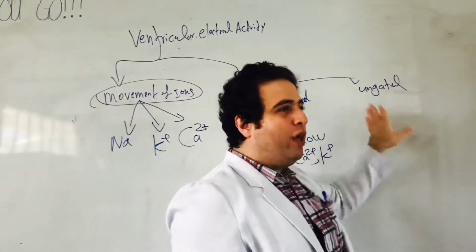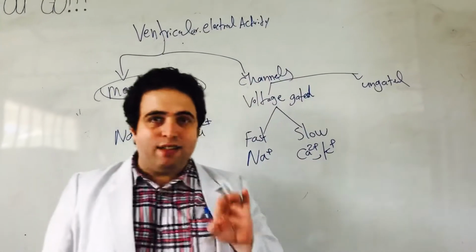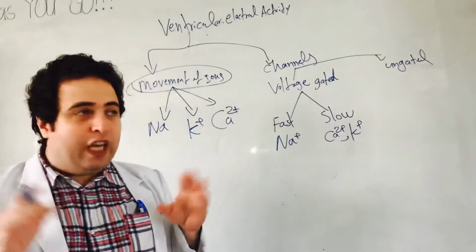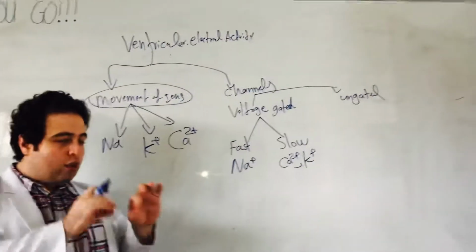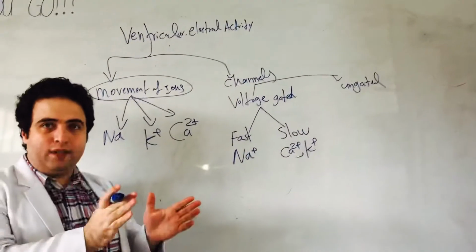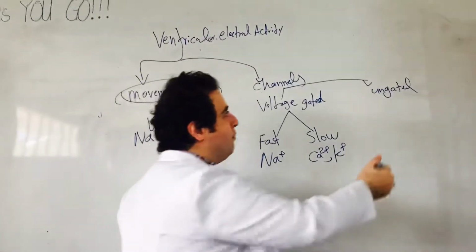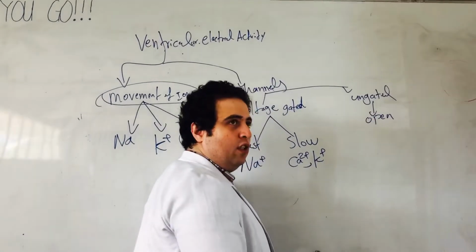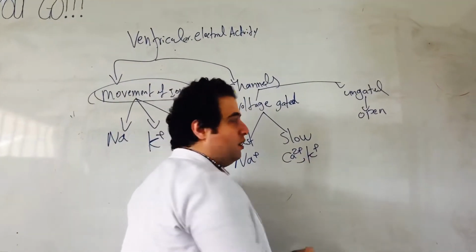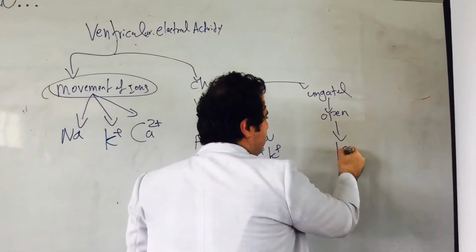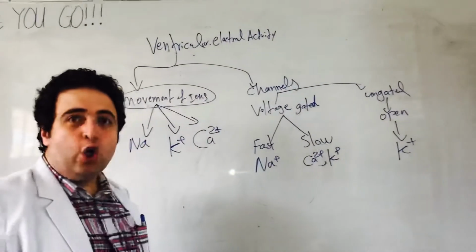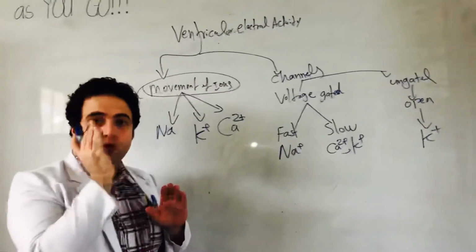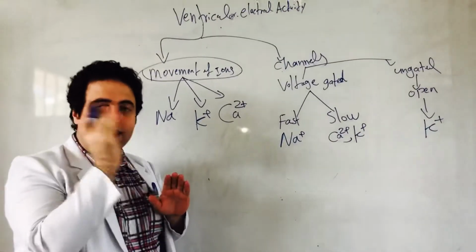Okay. How about ungated? What do I mean by ungated? Ungated means that there is a hole, so it's always open. If I am talking about a hole, what does it mean? It's always open. So from this channel which is always open, which ion will go out? Very good. Potassium. So potassium will always efflux, will go out from that hole, from that ungated channel.